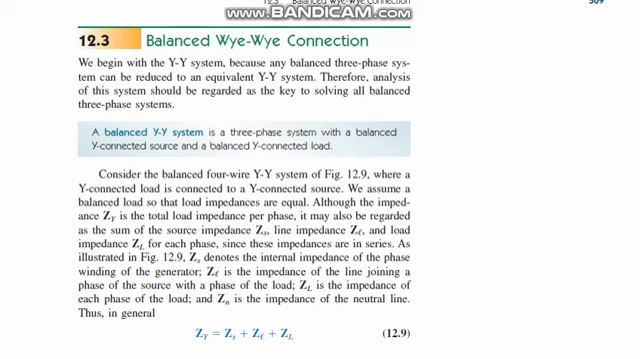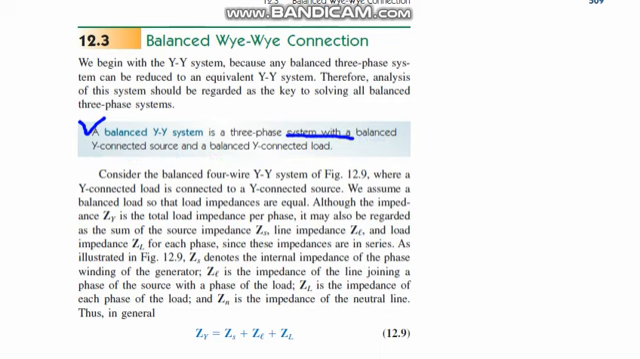Let's start from the balanced YY connection. First of all, a balanced YY system is a three-phase system with a balanced Y connected source and a balanced Y connected load. That means each of the phase voltages are equal, and each of the phase impedances are equal. And Y connection means there is a neutral, there are three phases, that means a three-phase four-wire system is inevitably involved.